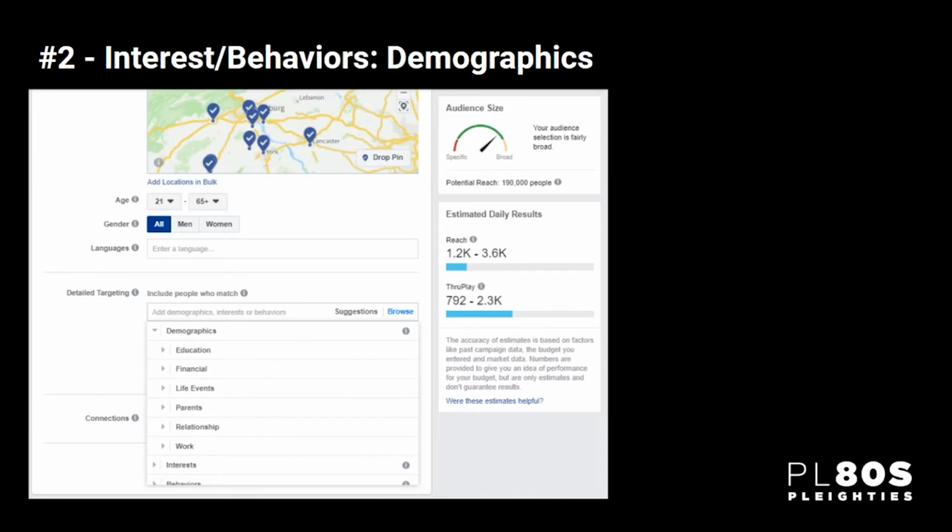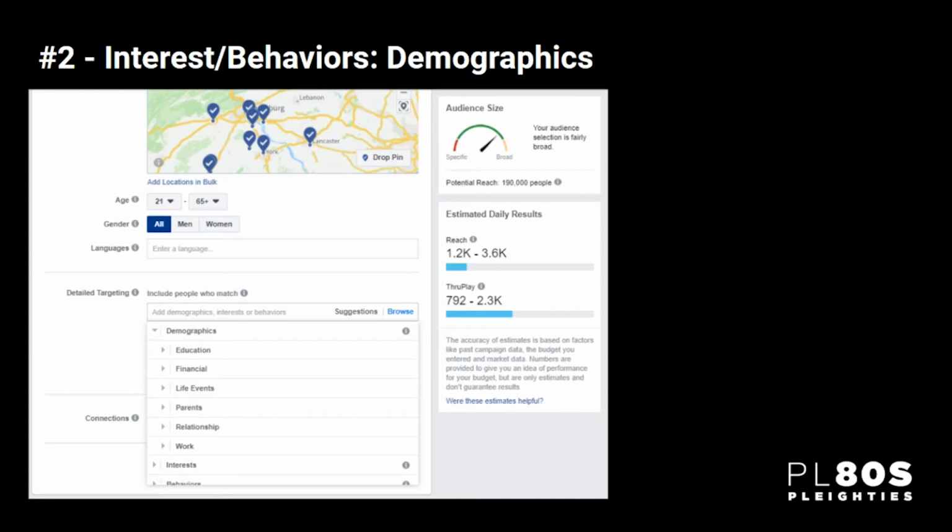Number 2, interests and behaviors. This is demographics subset because, as you can see there, you have age, gender, and we can talk about that a little bit later. But under the detailed targeting metric, again, where I chose skiing and snowboarding earlier, I just wanted to give you a top level view of all the different ways you can target people.